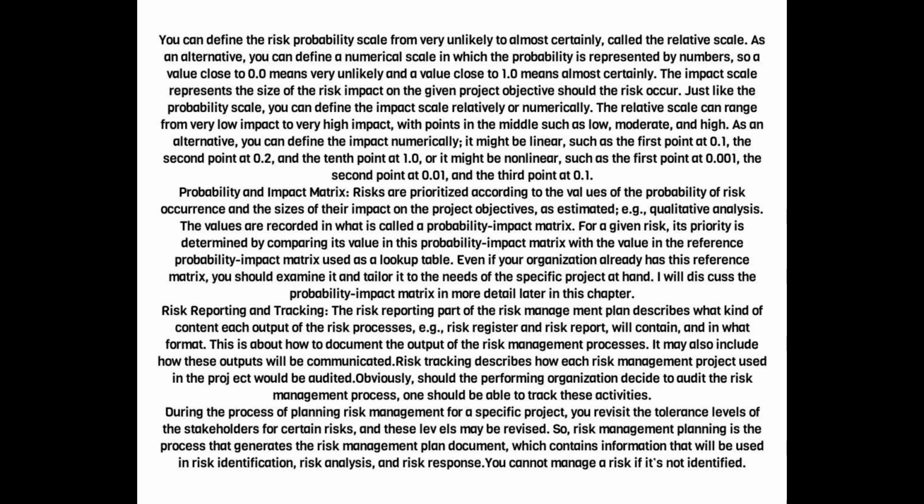Probability and impact matrix. Risks are prioritized according to the values of the probability of risk occurrence and the sizes of their impact on the project objectives, as estimated. Example, qualitative analysis. The values are recorded in what is called a probability impact matrix. For a given risk, its priority is determined by comparing its value in this probability impact matrix with the value in the reference probability impact matrix used as a lookup table.